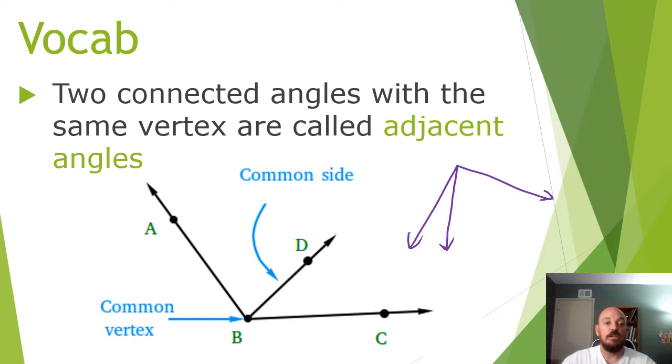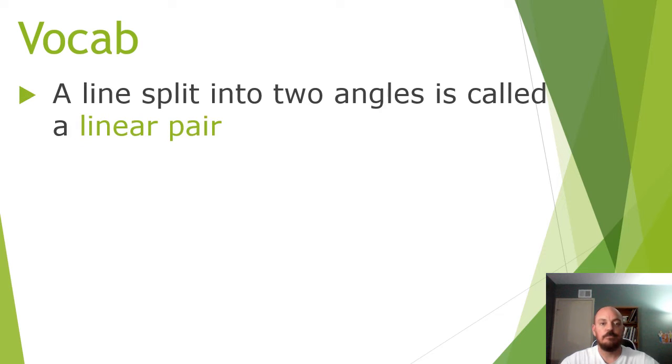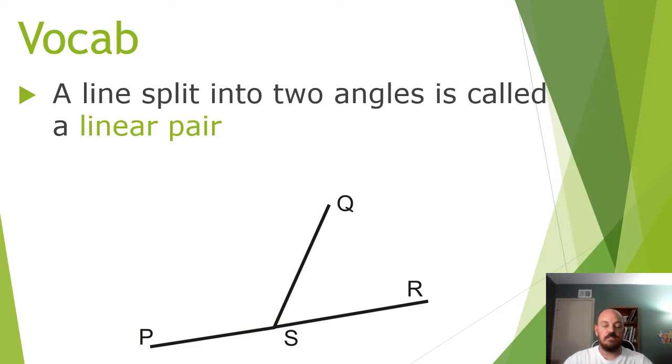Okay, our next vocab term is linear pair. Now, linear means line, we know that, and a pair means two. So if you take a line, a perfectly straight line, and split it into a pair of angles, we call that a linear pair. It looks like this.